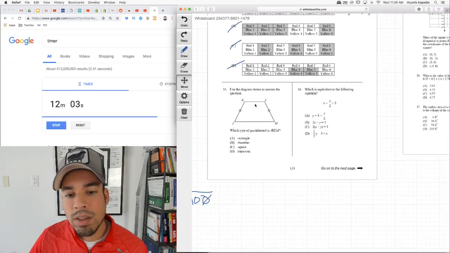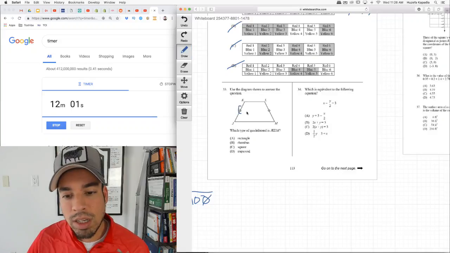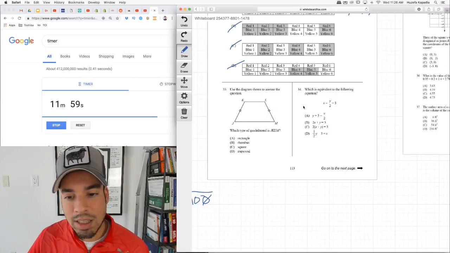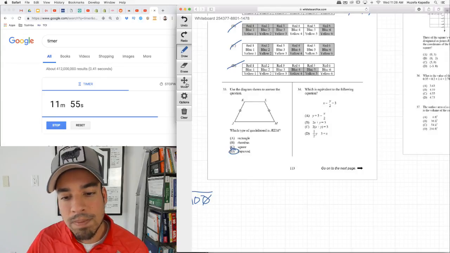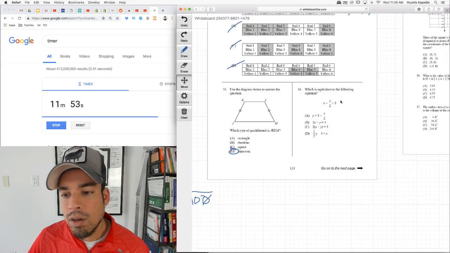Next, use the diagram shown to answer the question. These markings indicate that these sides are equal, meaning it looks like an isosceles trapezoid. And I would say D. That's all it's asking.